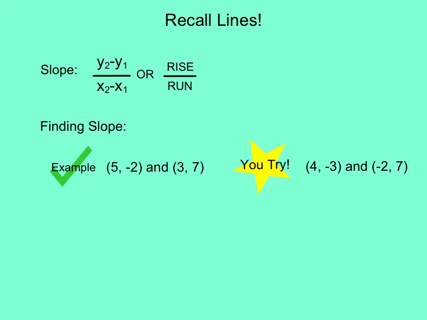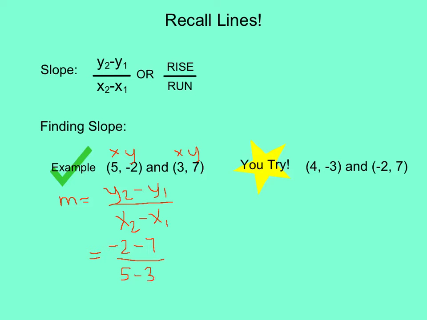So I'm going to begin by writing down my formula. Slope equals y2 minus y1 over x2 minus x1. Now for my points, I have x and y values. So I just need to take my y values and subtract them, and my x values and subtract them. So negative 2 minus 7 over 5 minus 3 gets me negative 9 over 2. So my slope is negative 9/2. Then there's a you-try problem for you to go ahead and try. Please put that in your notes and show it to me in class.